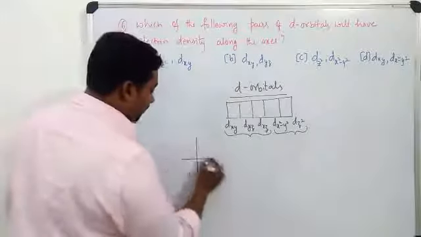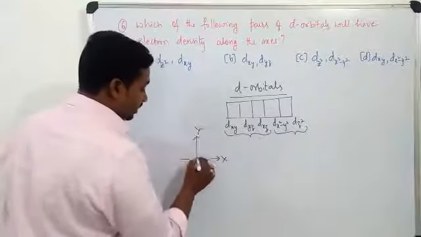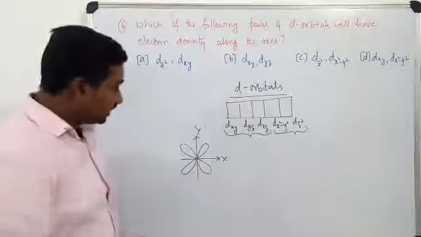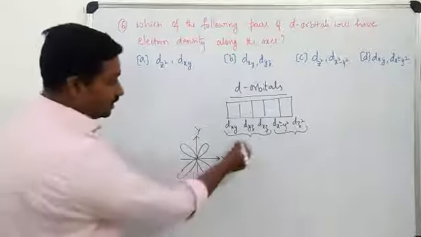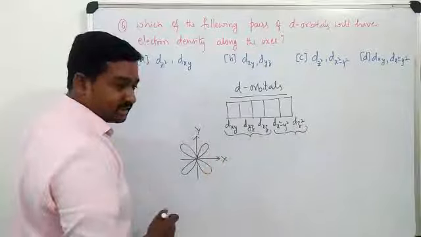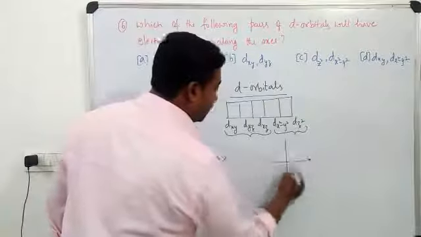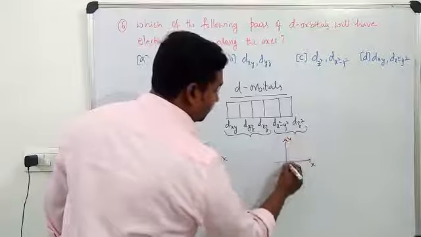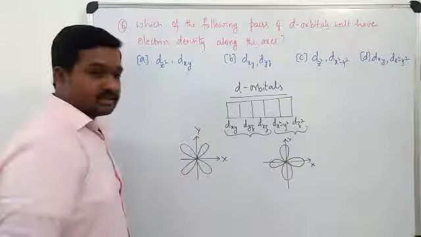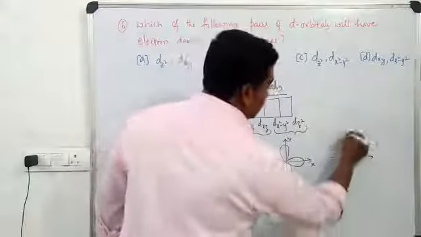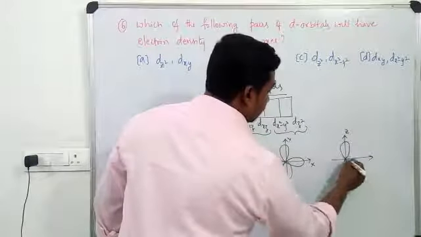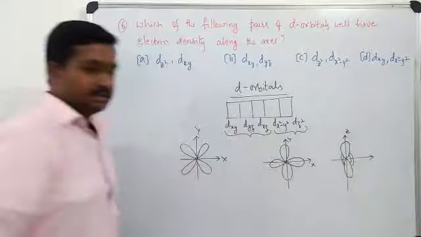So xy will have a representation like this, x and y. It is a double shape which has its lobes directed between x and y axis. Similarly, yz also, between y and z. Between x and z, we will have dxz. Whereas dx square minus y square will have its orbitals directed along the axis, x axis and y axis. This is dx square minus y square, and dz square has maximum electron density along z axis, like this.